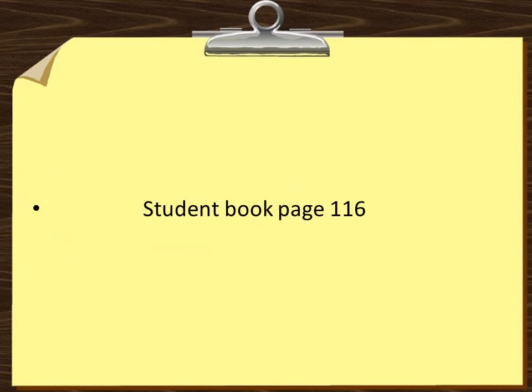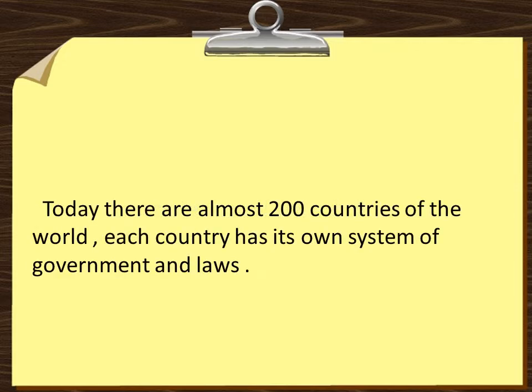Let's go. Ready? Open your book, page 116, and start. Today, there are almost 200 countries of the world. Each country has its own system of government and laws, and this is one of the topics that we are going to discuss today.